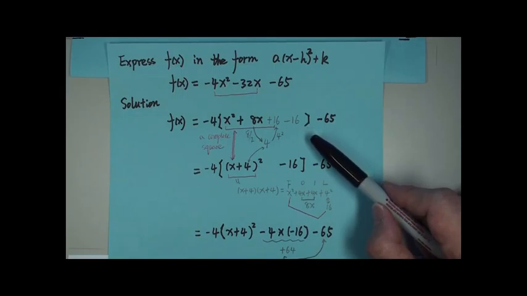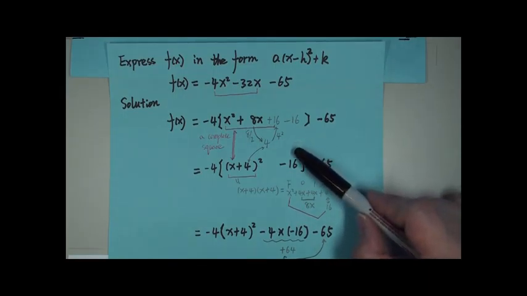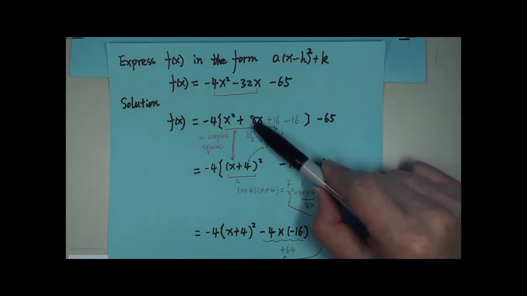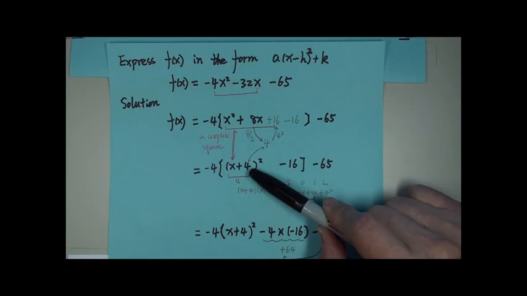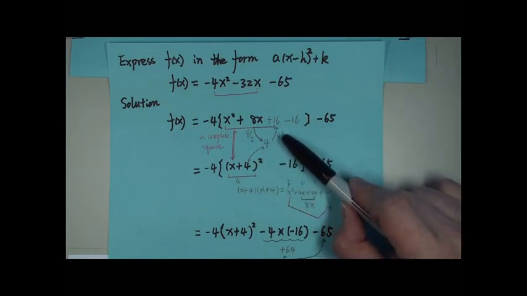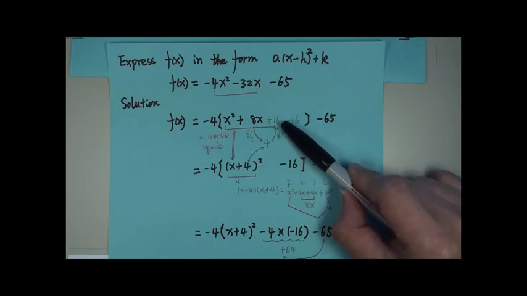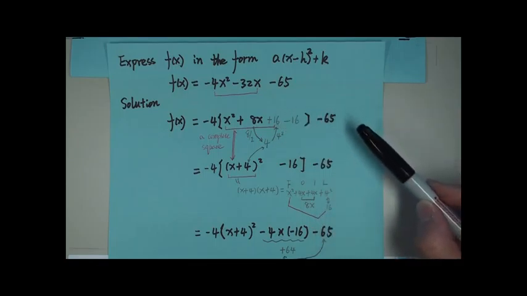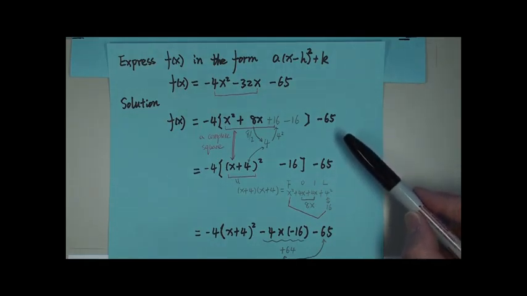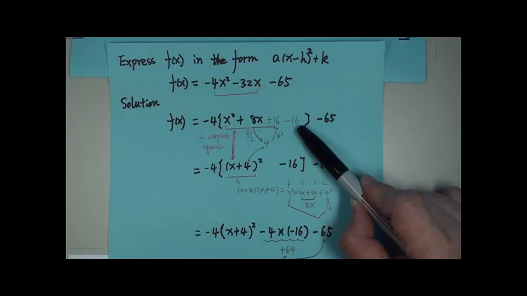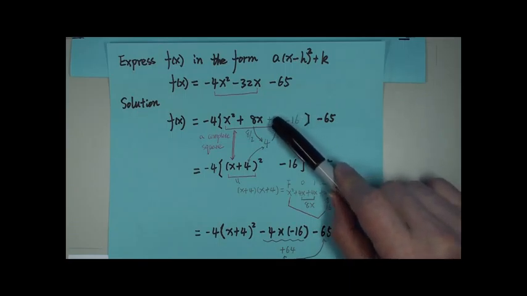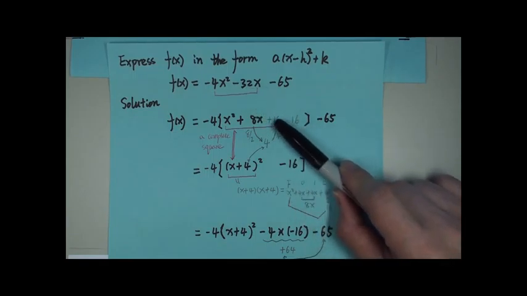But how did we find out? It's actually like this. 8 divided by 2, you have a 4, so you want to put 4 right here. And then 4 squared is going to be 16. So you know you need a 16. Now, since there was no 16 here, if you add 16, you have to subtract 16. And then it will go back to the previous one.